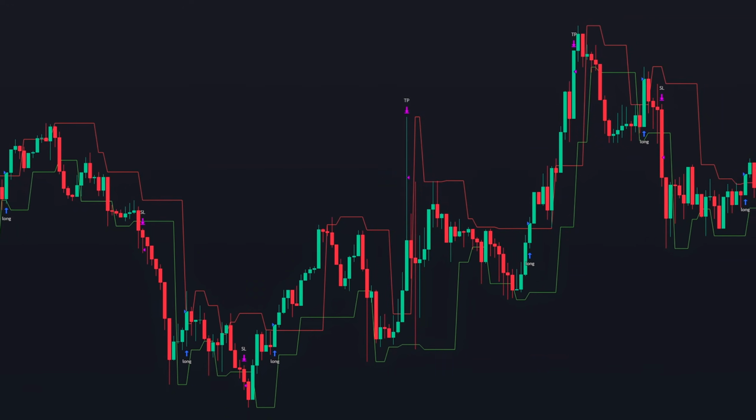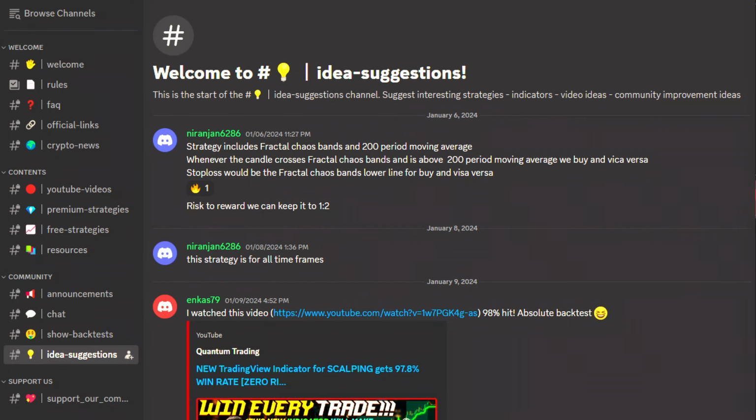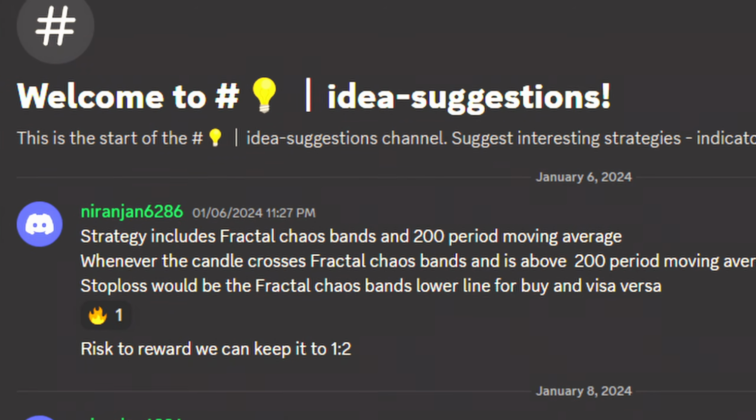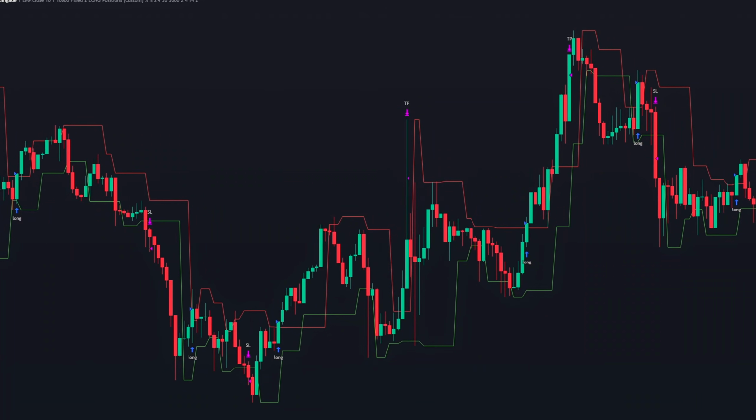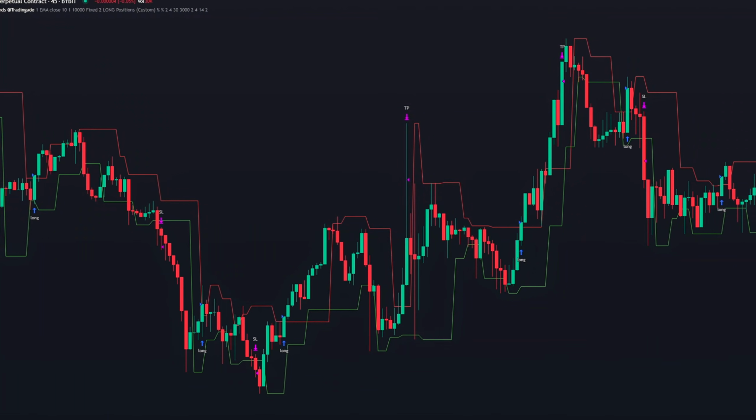The main rules of this strategy were suggested by a member of our community on Discord. A big shout out to Nanashen. I then decided to add other rules both for filtering and for exits. But let's start by understanding how this indicator works.